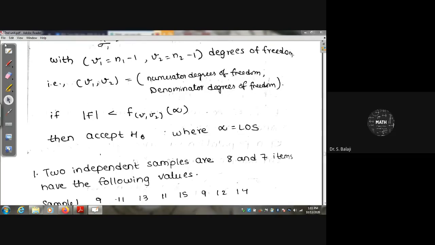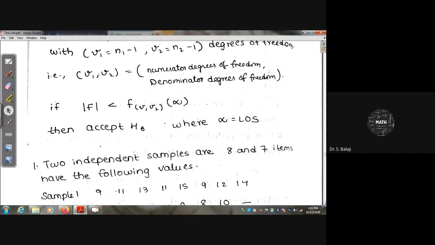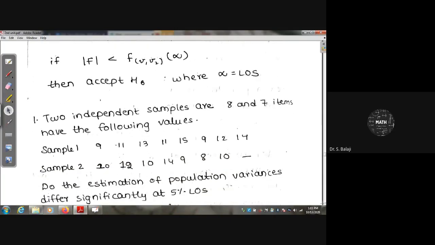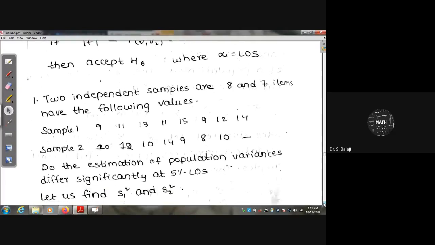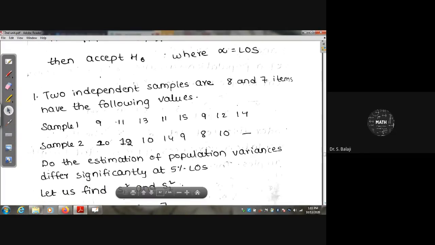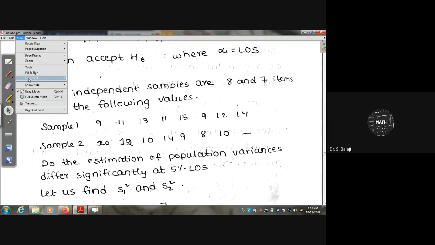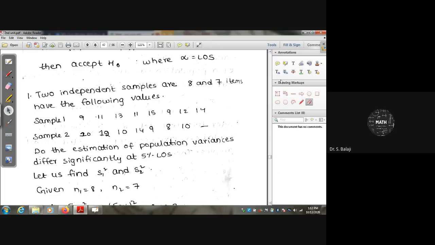Yes, we move on to the problems now here. Two independent samples of 8 and 7 items.